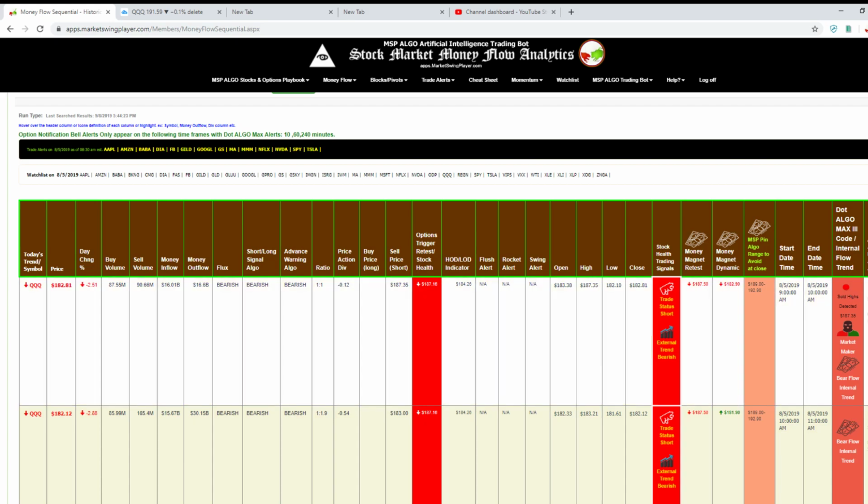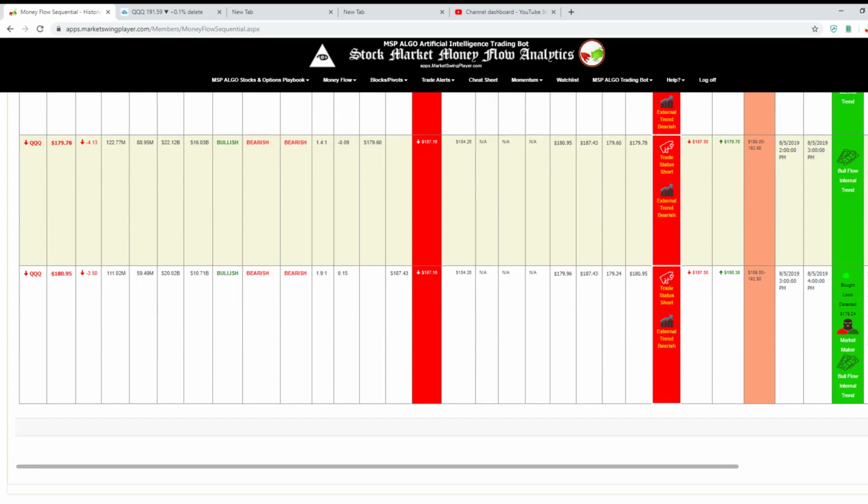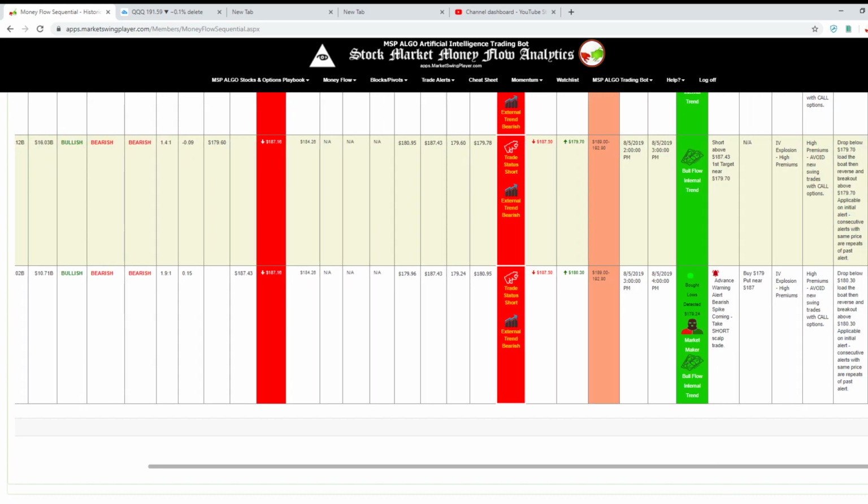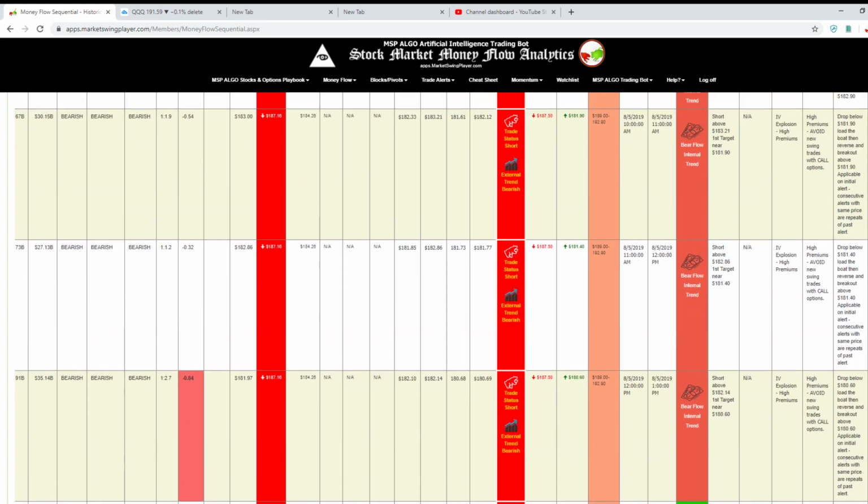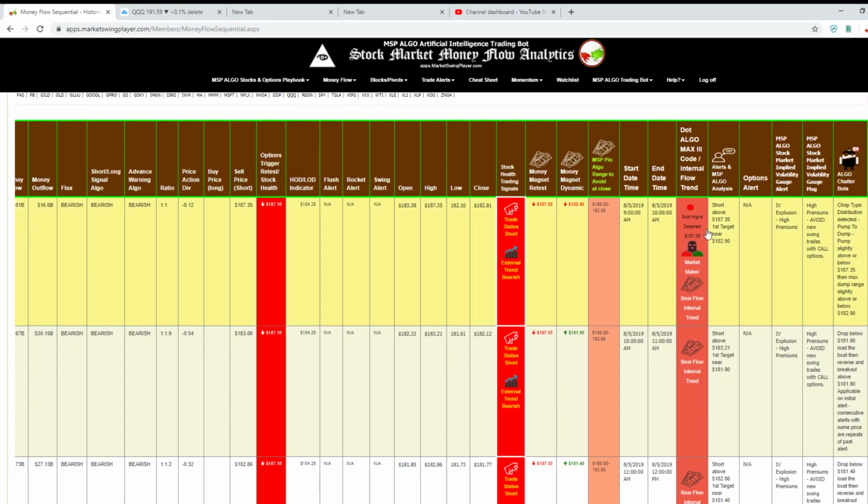And then we have .algo max 3 code, which is an indicator that is on our charts. And I'm going to show you these indicators on the charts. I did some videos of these indicators in the past. So you could look at the past video, but I'll show it again. So .algo max normally is detecting manipulation of some sort.